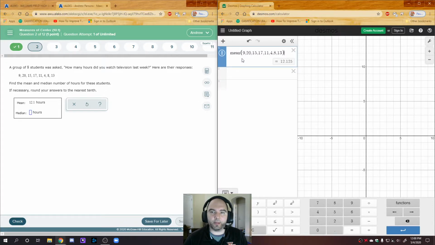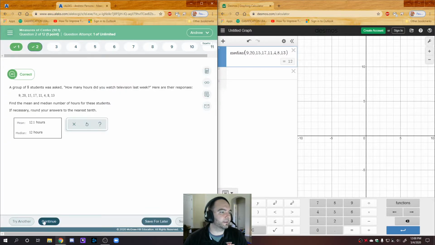Okay, and then for the median, now here's a pro time saving tip right here. See this word mean? Just delete some of it and change it to the word median. There, the median's 12. The mean and the median being closer together is a good thing in statistics, but honestly, when you ask just 8 people, you should never have any expectation of that.